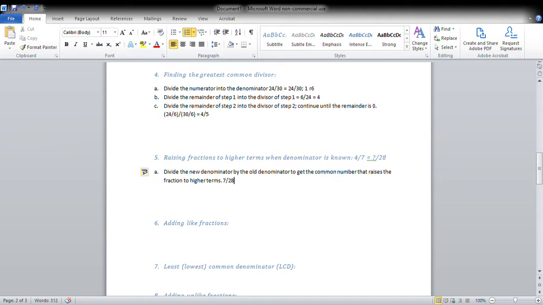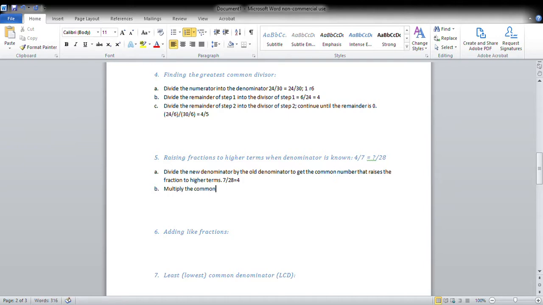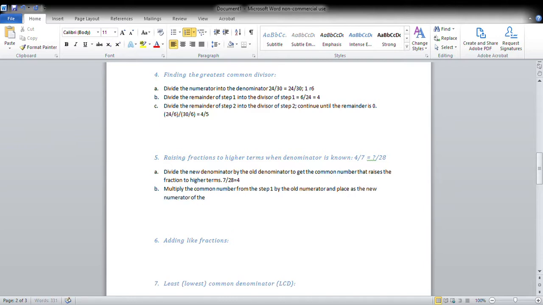And that equals 4. The next step is we multiply the common number from step 1 by the old numerator and place it as the new numerator over the new denominator.